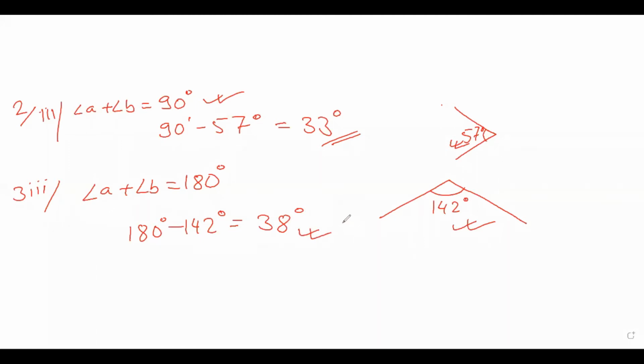Now come to the next question. Question number 4. You have to identify from the following pairs of angles which one is complementary and which one is supplementary. If you get the sum of two angles as 90 degrees, that means they are complementary angles. And if you get the sum of two angles as 180 degrees, then they are called supplementary angles.